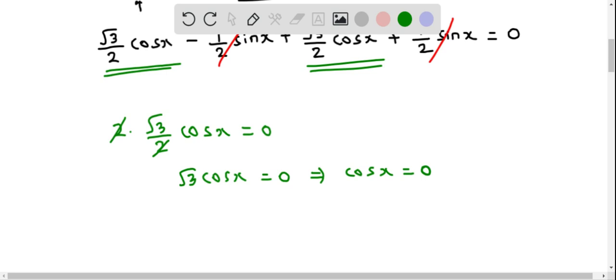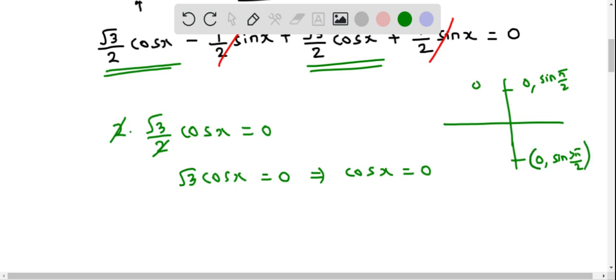This can be solved using the unit circle. We know that from the unit circle, at x equal to pi by 2, cosine of x is 0. This is 0 comma, we will have sine of pi by 2, it's basically 0 comma 1, as well as at x equal to 3 pi by 2, cosine of x is 0, so this is 0 comma sine of 3 pi by 2, it's negative 1. This coordinate is 0 comma 1, and this coordinate is 0 comma negative 1.